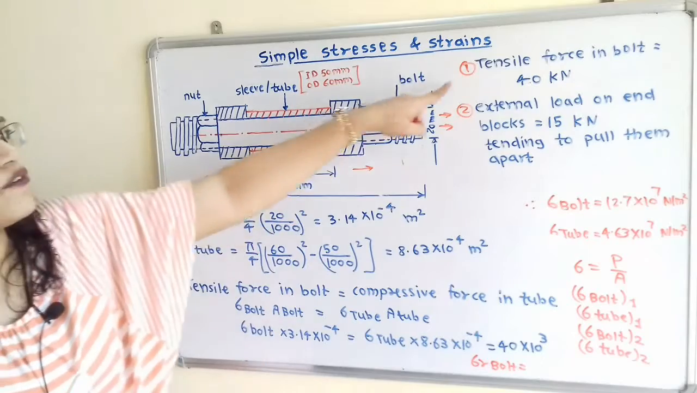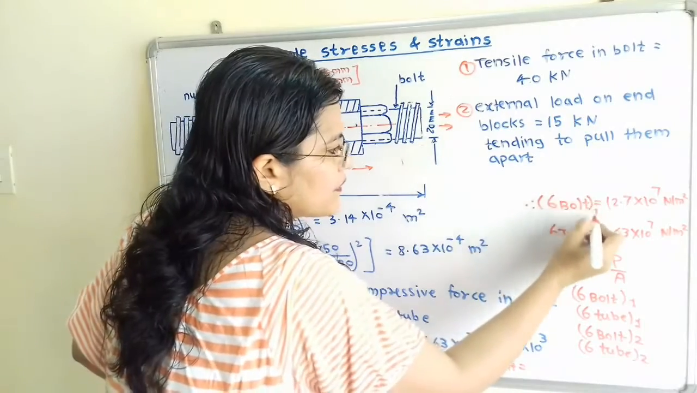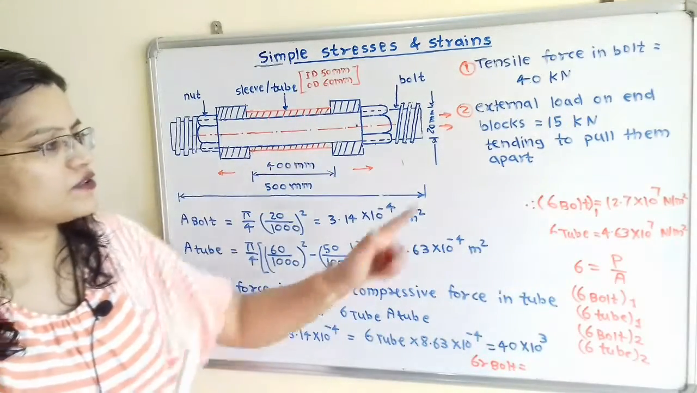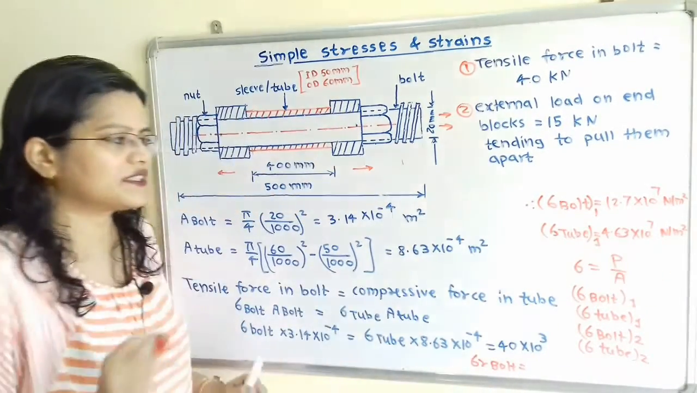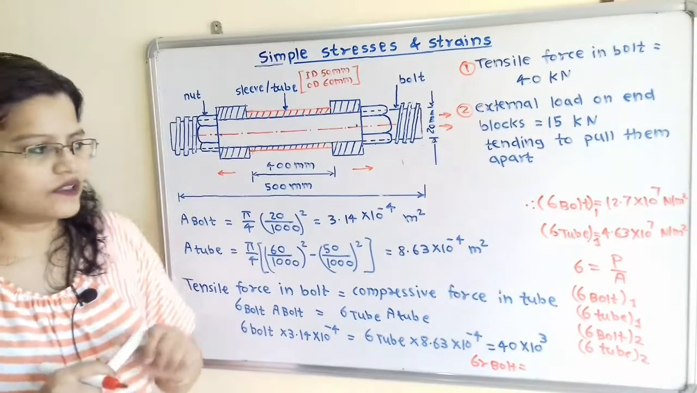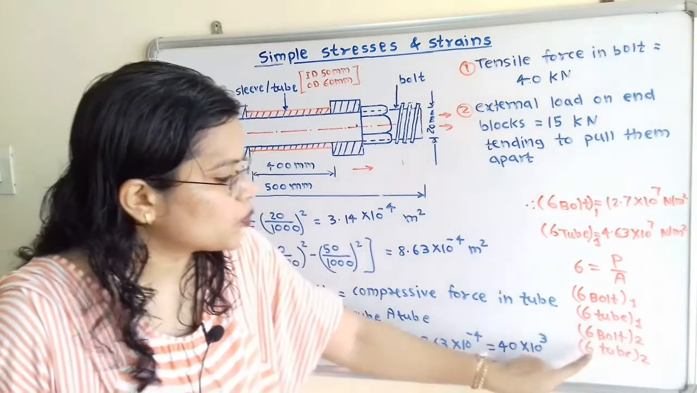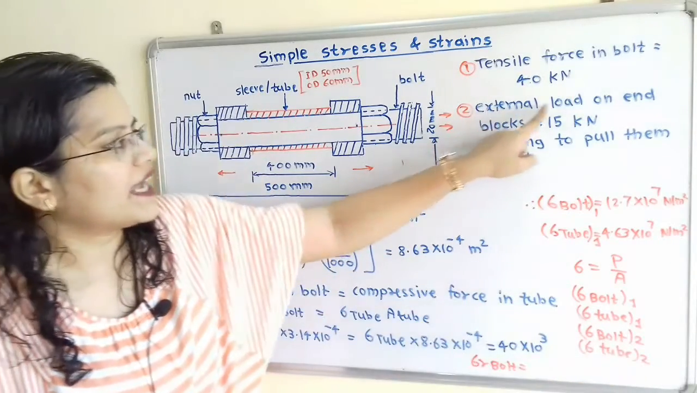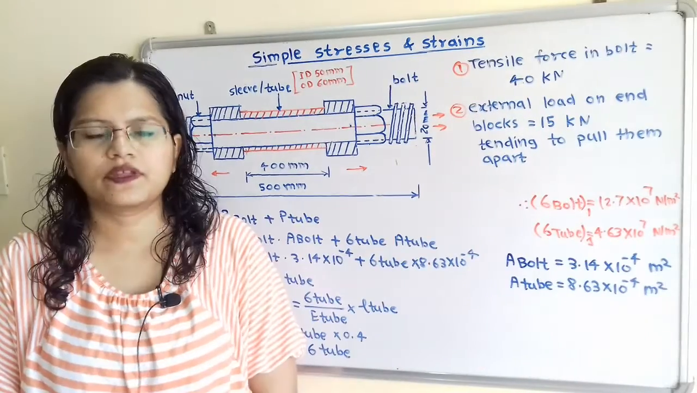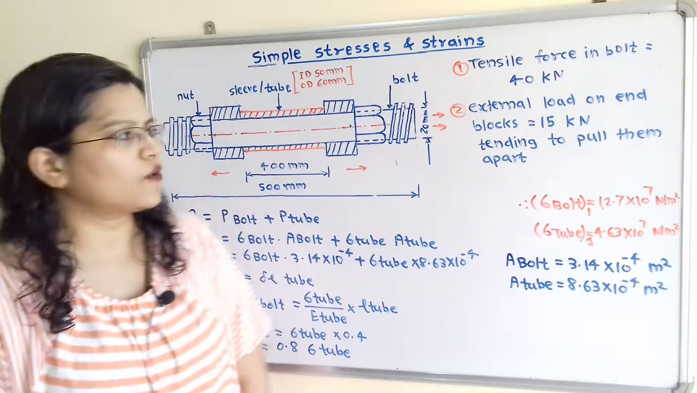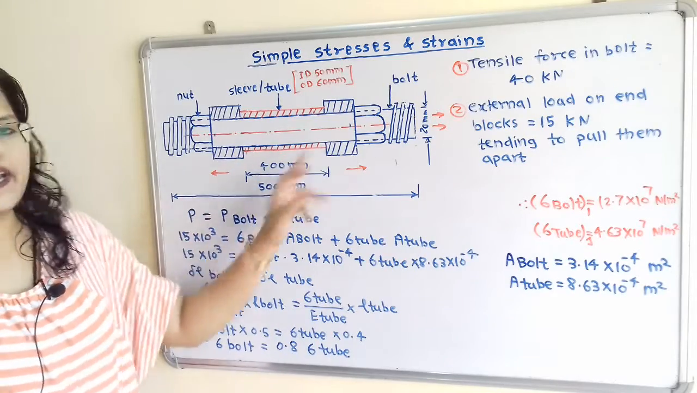Now this time we have used this first load. So we will write here sigma bolt 1 is equal to 12.7 into 10 raised to 7 Newton per meter square, and sigma tube 1 is equal to 4.63 into 10 raised to 7 Newton per meter square. Now these two values are important. Now we will calculate sigma bolt 2 and sigma tube 2 by using external load on end blocks is equal to 15 kilonewton. Now we will move to the second type of load, that is the tensile load, which is equal to 15 kilonewton acting on the end blocks.